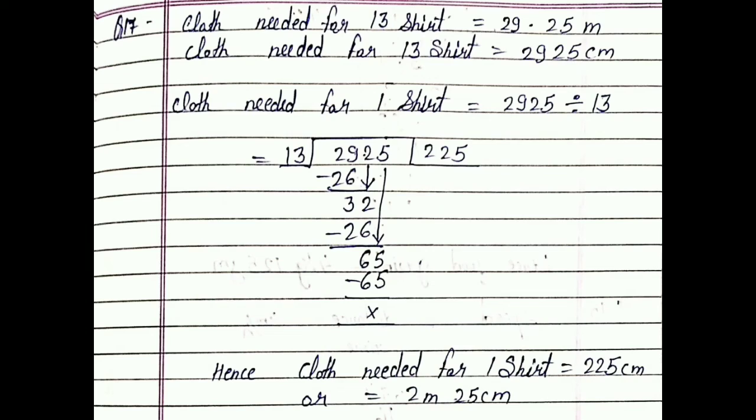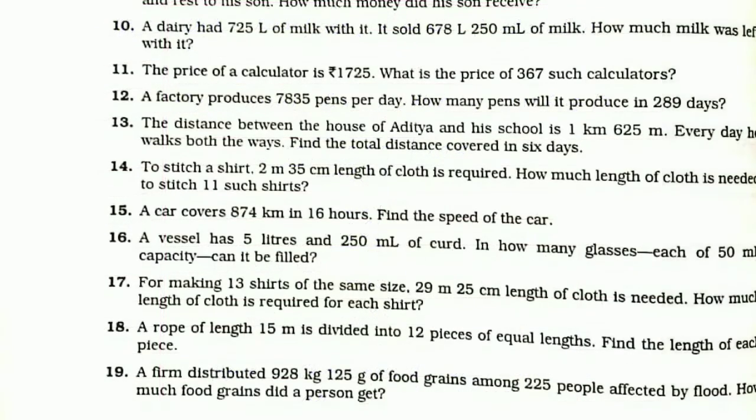How did we change this? We know that in 1 meter, 100 centimeters are there. So when we divide this 225 by 100, we will have 2.25. Before the decimal 2 is there, so 2 meter will come, and after the decimal 25 is there, so 25 centimeter will come. Now for the next question we will see question number 19.